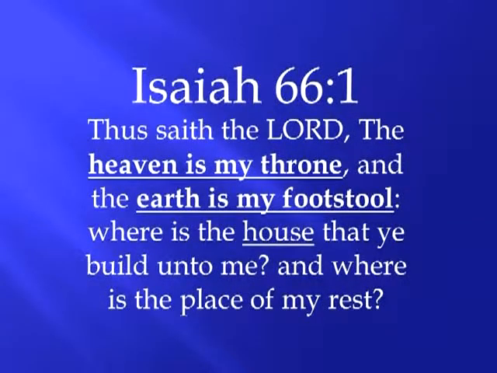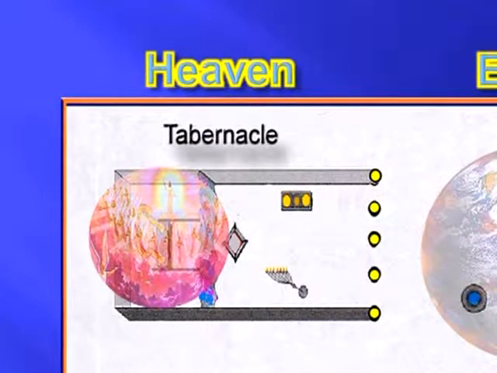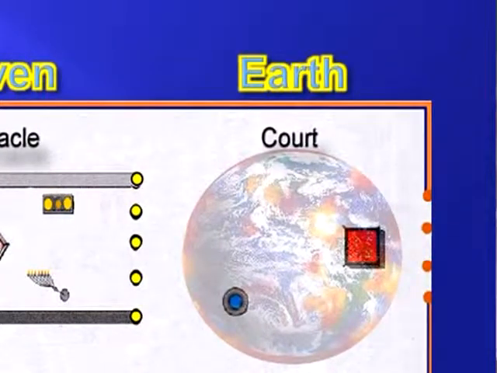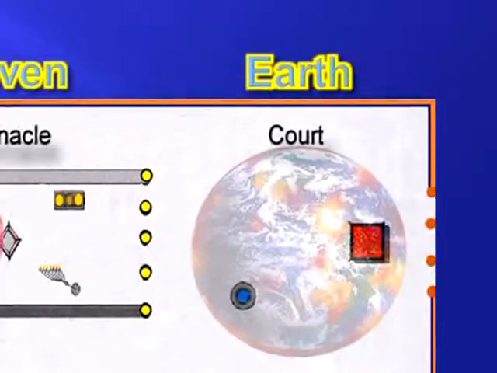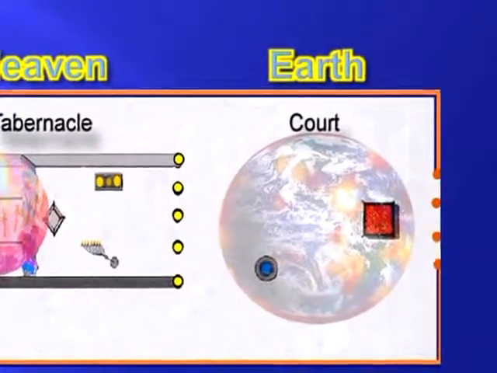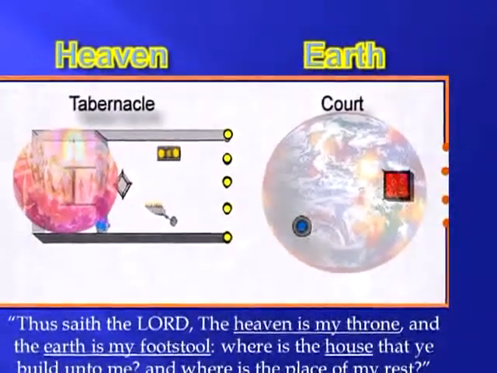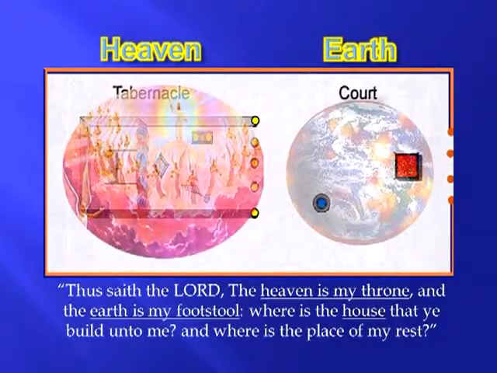Isaiah 66:1. Thus saith the Lord, the heaven is my throne, and the earth is my footstool. Where is the house that ye build unto me? And where is the place of my rest? Now we've already seen that the most holy place represents heaven, represents the place where God's throne is. And the courtyard where Christ was baptized and then crucified represents earth. But if you go back and look at the description of the sanctuary, there were angels embroidered on the veils and on the covering of this whole structure here. So if we look at the angels being here and here, then we suddenly get an understanding that this whole thing is heaven.